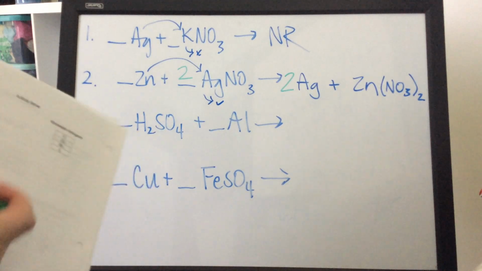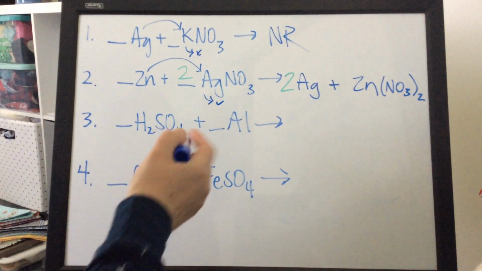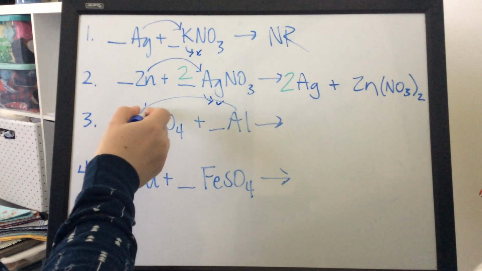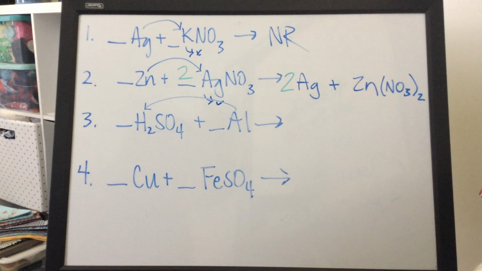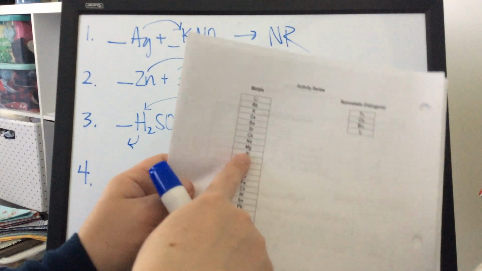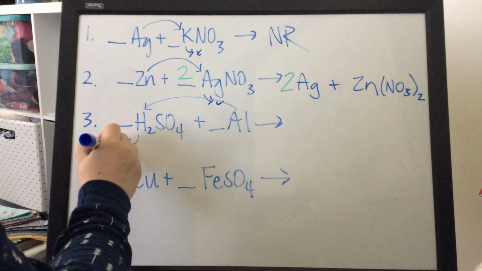Remember, it's always the single thing that's trying to do the kicking out. So can aluminum kick out hydrogen? How do I know it's hydrogen? Because they're both positive. Can aluminum kick out hydrogen? I don't know. Let's look. Can aluminum kick out hydrogen? Yes, absolutely. So this should work.